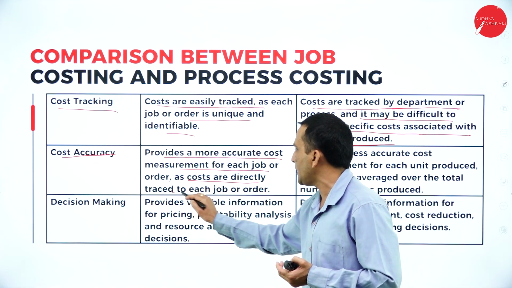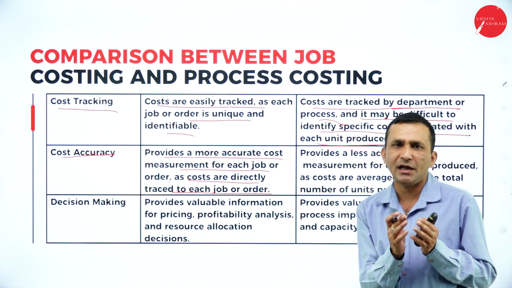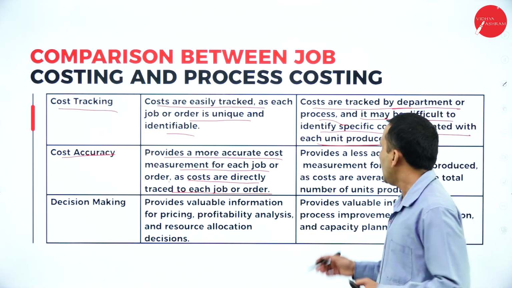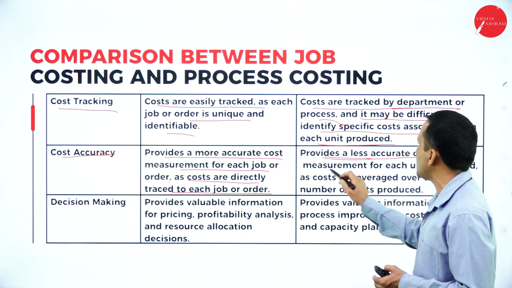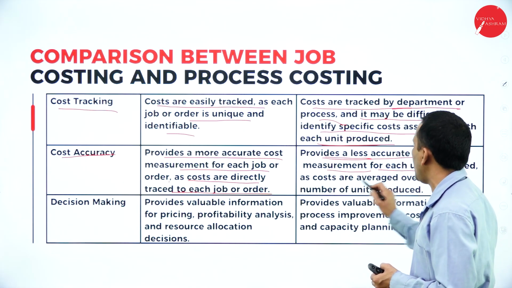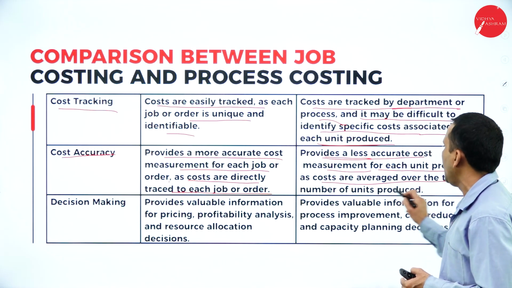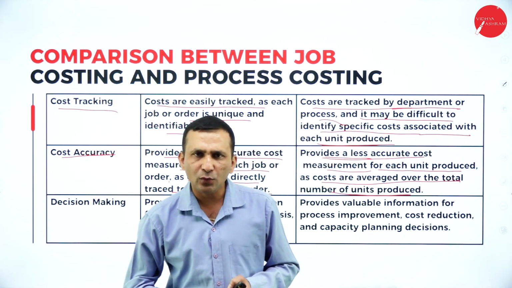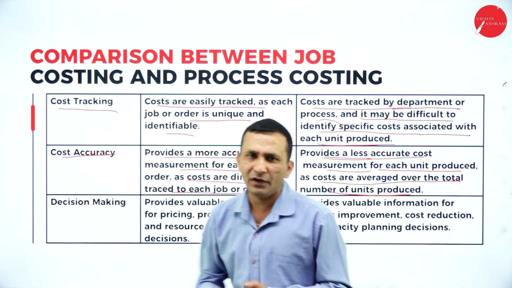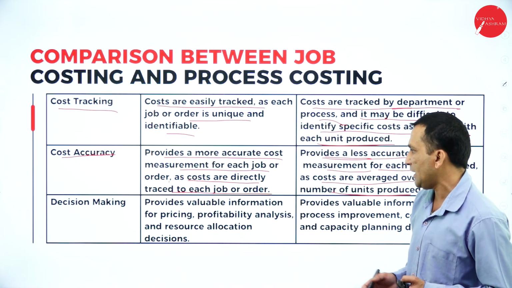But in case of cost accuracy, job costing provides a more accurate cost measurement for each job order. Costs are directly traced to each job, because each and every job is separate and different. In case of process costing, it provides a less accurate cost measure for each unit produced, as the cost is averaged over the total number of units produced. So for the total product you are producing, definitely we are not finding accuracy, it is less accurate.